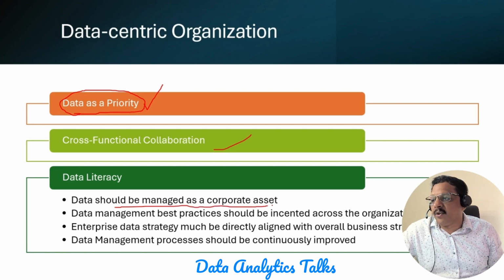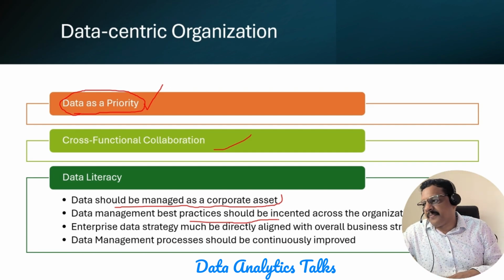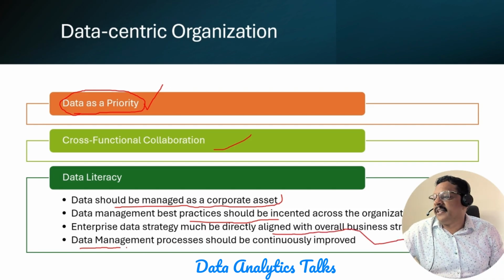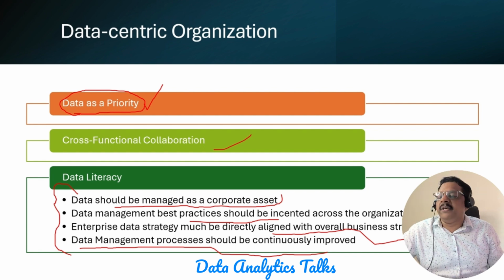Data should be managed as a corporate asset, and data management best practices should be incented across the organization. Enterprise data strategy must be directly aligned with the overall business strategy. Data management processes should be continuously improved. Data literacy activity should be practiced within the organization to become a data centric organization. To sum up, data management should be a priority.